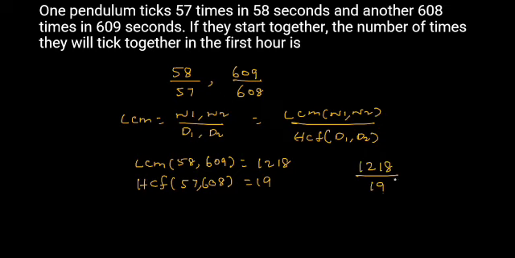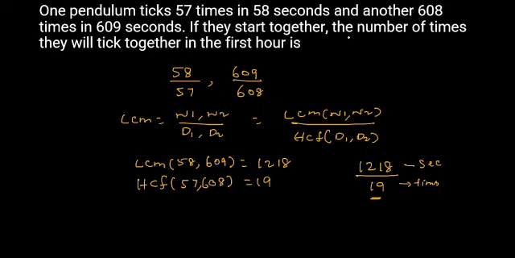Now the question has been asked: in 1 hour, how many times will it tick? Here we have seconds and the number of times. That means for every 1218 seconds, the pendulums together tick 19 times. That is the meaning of it.